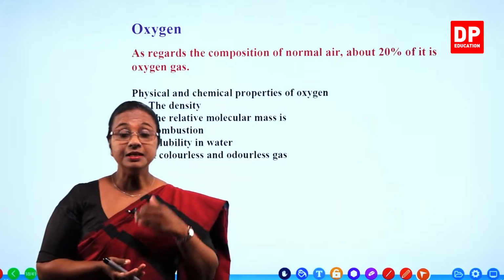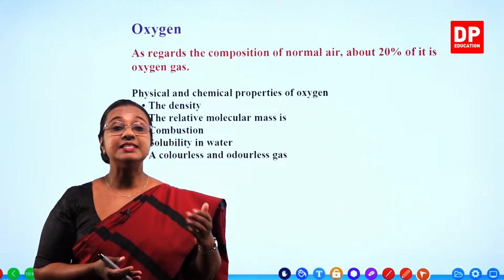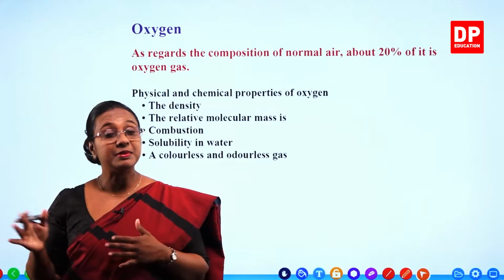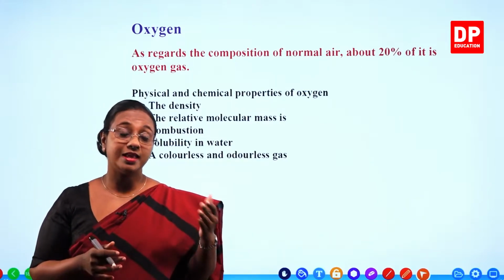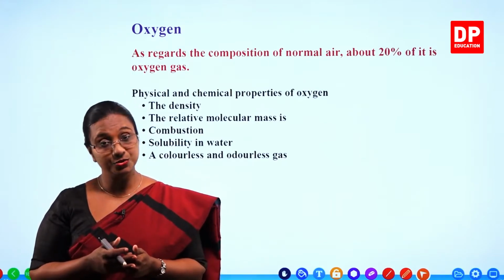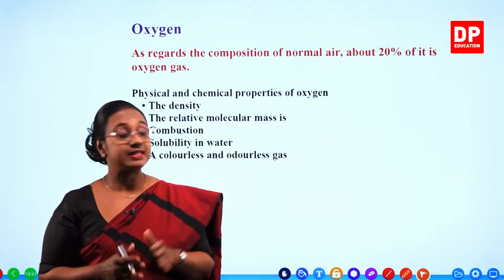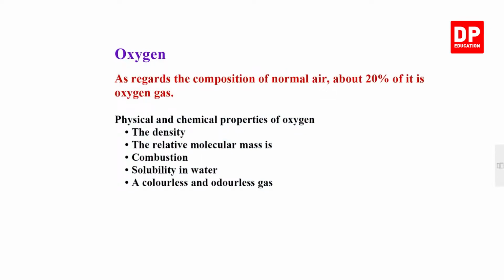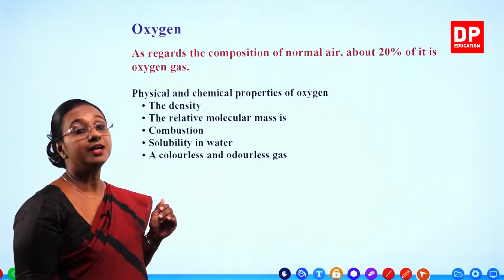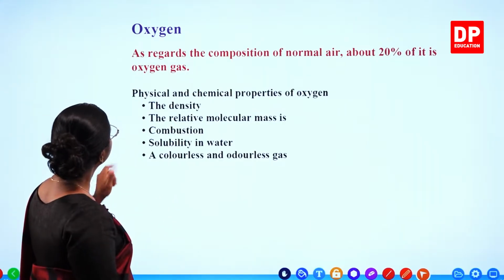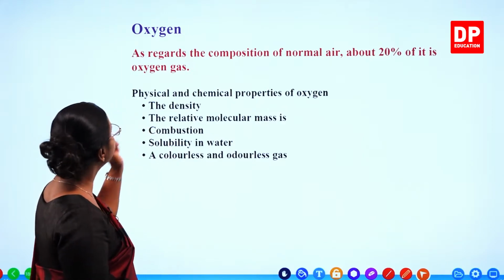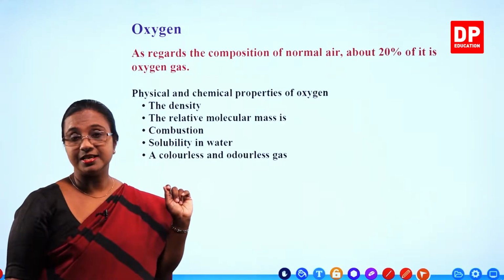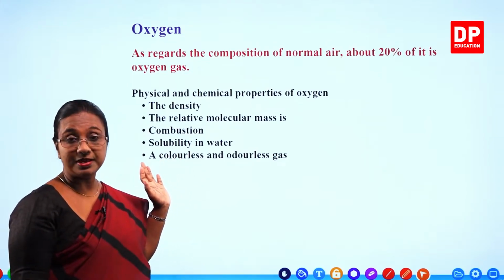We started the preparation, properties and uses of gases. In the previous chapter, I discussed how we can collect hydrogen gas, what their properties are and their uses. So now we will be discussing how we can prepare and collect oxygen gas in the lab, their physical properties and their uses. So oxygen, as regards the composition of normal air, about 20% of it is oxygen gas. So this is something that is familiar to you students.